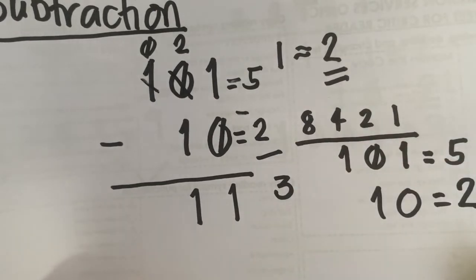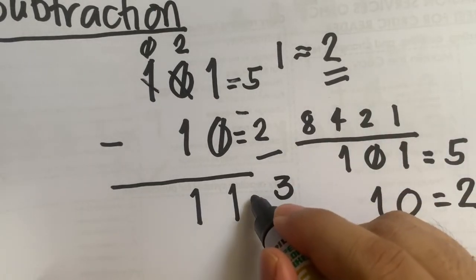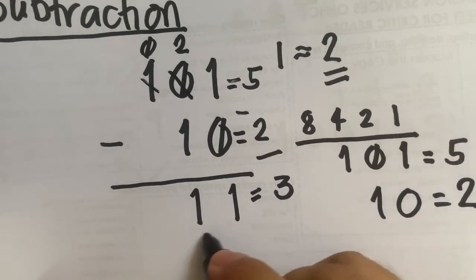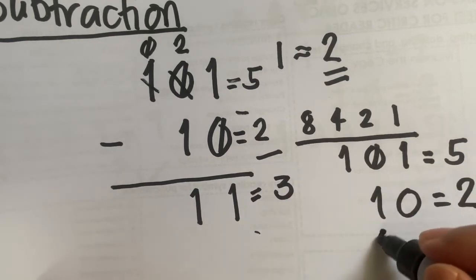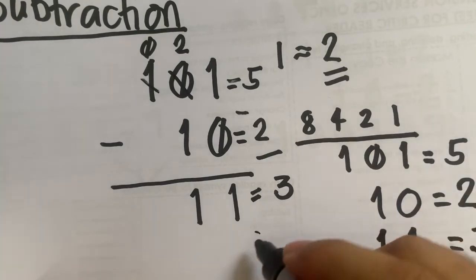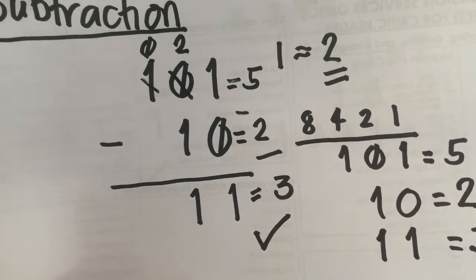That's our answer. So if you want to check if our answer is correct, we have to again put it below the positional values, and then we add. So 1 plus 2 is 3. So meaning to say our answer is correct.